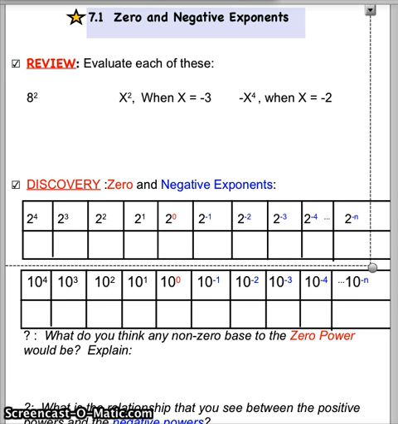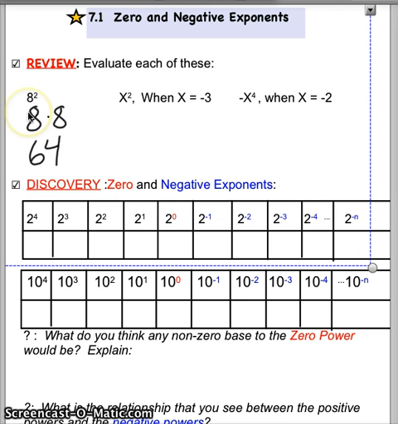So 8 squared. This is something I don't even think most of you would need your calculator for. 8 squared represents 8 times 8. That's what the squared means. So most of you can pretty easily tell me that that is 64.